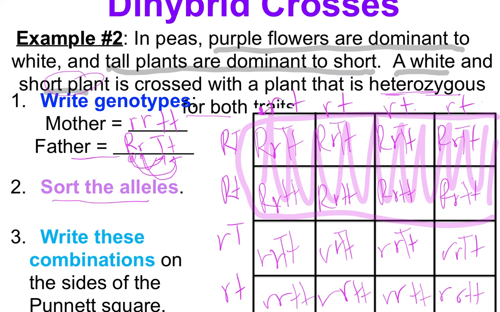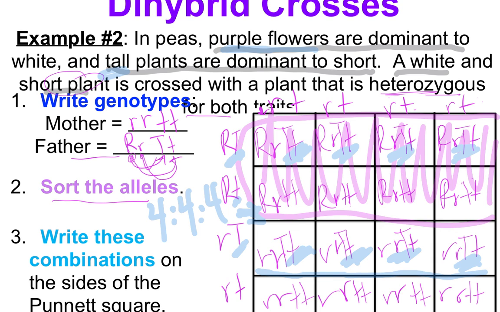Now, who is going to be tall? Everybody with at least one capital T is going to be tall, this one right here and this one right here. So we have tall right here and tall right here. This is a pretty unique ratio, isn't it? Because when we have purple flowers that are also tall, we'll say a 4. Purple flowers that are short, we'll have these guys right here. That's also 4. And white flowers that are tall, which are going to be these guys right here. And then white flowers that are short is everybody on this bottom row. So for this dihybrid cross, we have a 4, 4, 4, 4 ratio or possible outcome for these offspring.